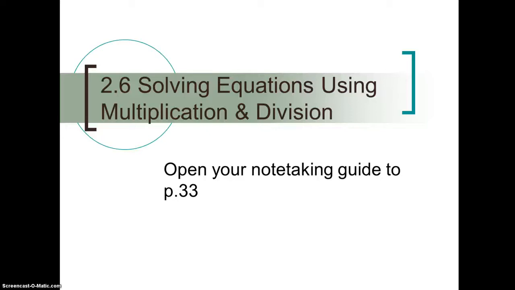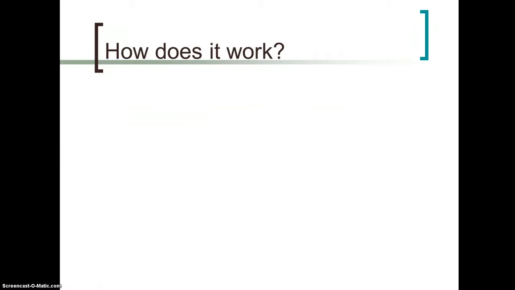Lesson 2.6, Solving Equations Using Multiplication and Division. How does it work? You have a problem, 4 times x equals 32. So again, this problem started out looking like this. 4 times x equals 32. How do you find x?